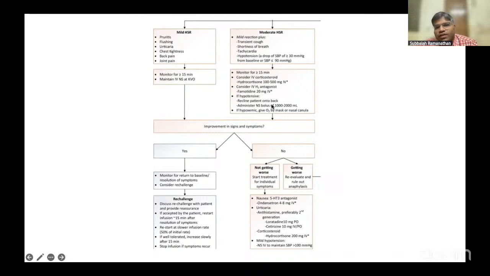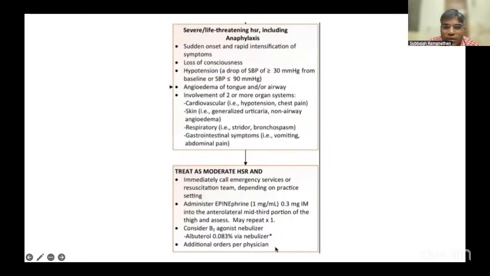Otherwise, if it's not settling with some fluids and steroids, then you can give some ondansetron or second generation antihistamines and continue the fluids until stabilization. So anaphylaxis, you all know well, is sudden onset and rapid intensification of symptoms. Patients might lose consciousness. Hypotension can happen, where there's a drop of systolic BP of more than 30 from baseline, or the systolic BP goes to less than 90 millimeters of mercury. Angioedema, a very nice sign. The tongue, lips, and all get swollen, and especially laryngospasm can cause stridor.